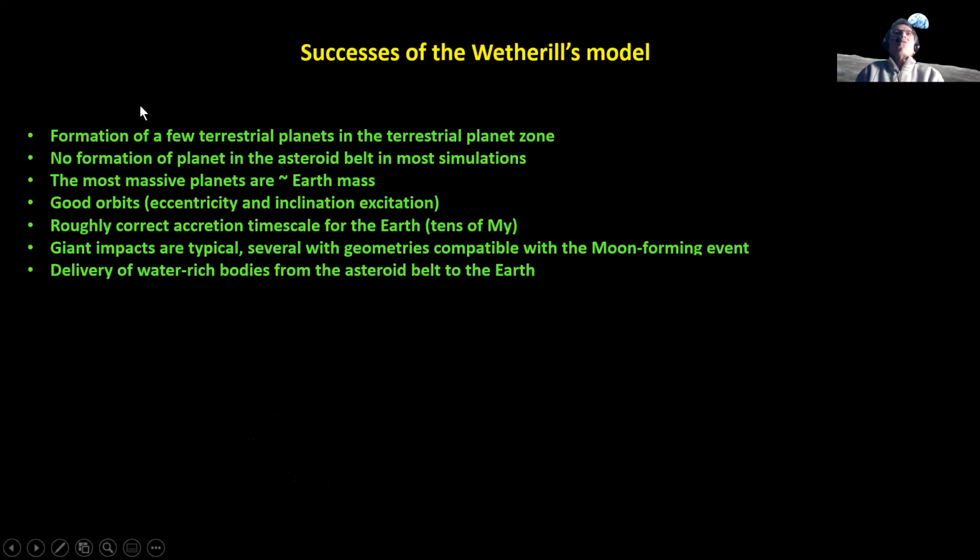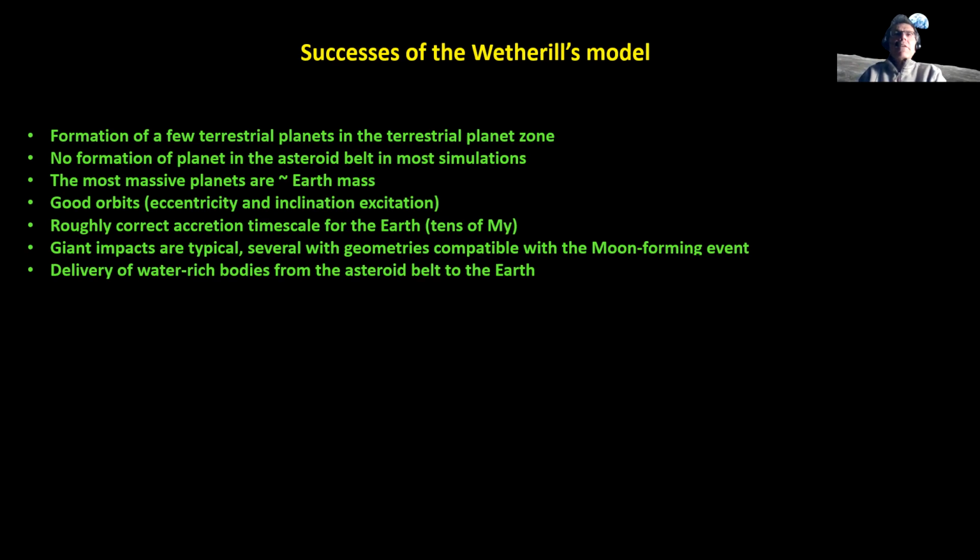It explains the formation of a few terrestrial planets, from 2 to 5, in the terrestrial planet region. And typically there are no planets forming in the asteroid belt in most simulations because of the strong dynamical perturbations from Jupiter. Typically the most massive planets are of the order of the mass of the Earth. The orbits are quite good, with small eccentricities and small inclinations, particularly if one uses many planetesimals. The accretion time scale for the Earth is about right. It takes tens of millions of years for accretion to take place. And if you remember the first part of my lecture, this is the typical time scale for the accretion of the Earth according to radioactive chronometers.